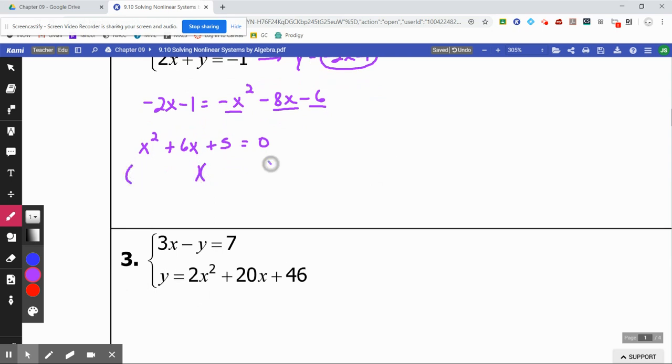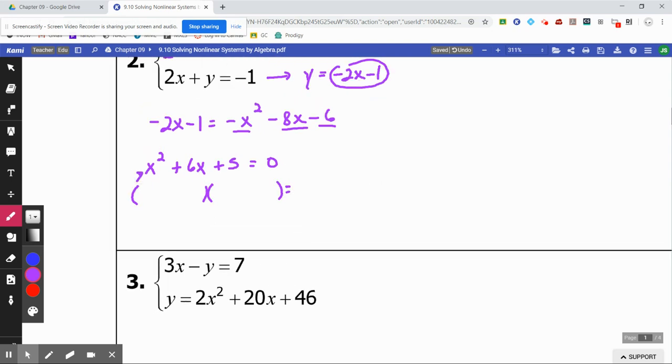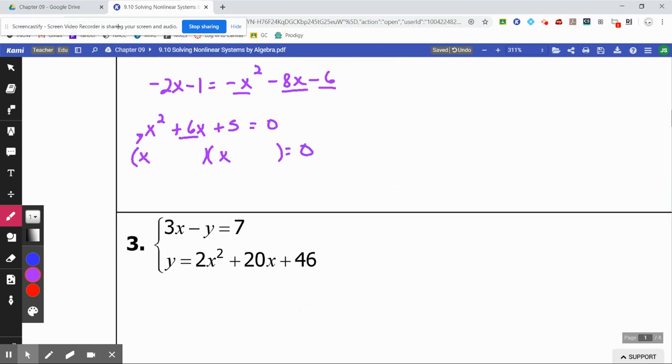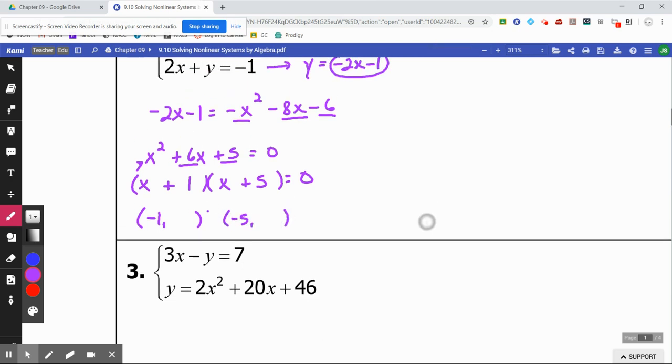Let's factor it. x times itself gives me the x squared. Adds, multiplies is a positive 1 and a positive 5. So my two different x values are negative 1 and negative 5. Let's plug those in.